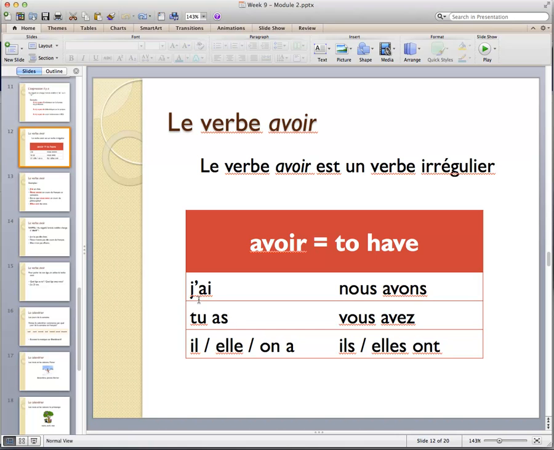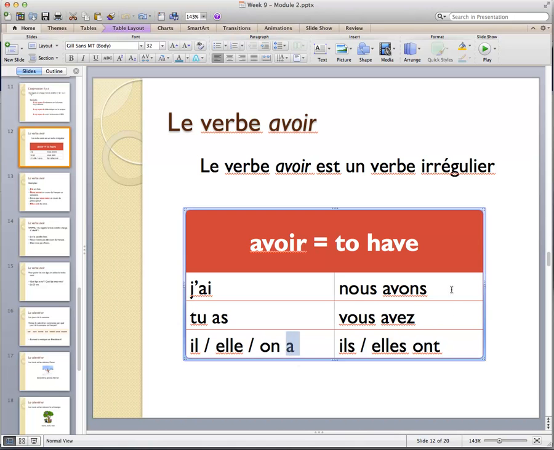For je, we change the spelling radically to j'ai. Tu turns to as. Il, elle, and on all share the form a. With nous, we use avons. With vous, avez. And ils and elles, ont.